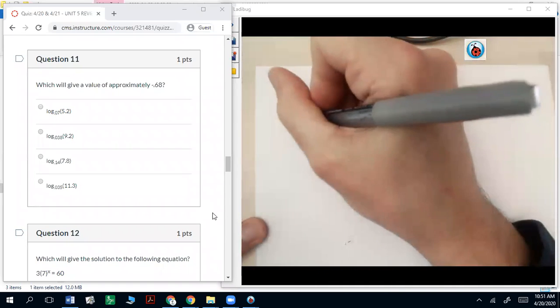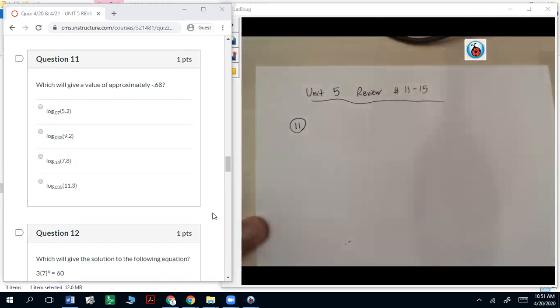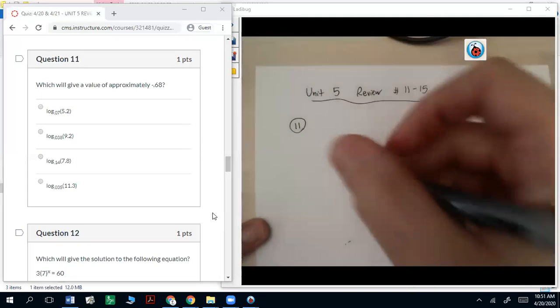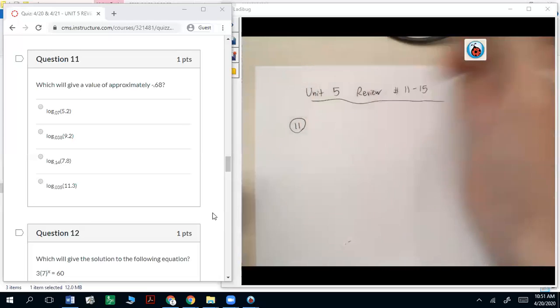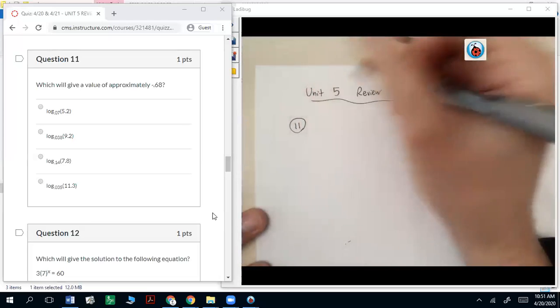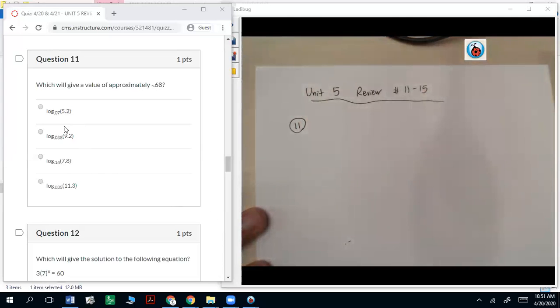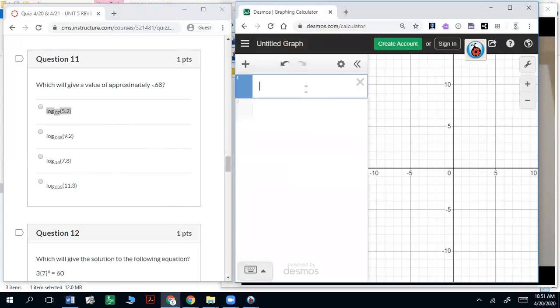Question number 11 says, which will give a value of approximately negative 0.68? Well, try the problems. You have answer choices, and you know how to put in logs into your Desmos. So I would just type in each one of these into Desmos. I don't know if copying and pasting in this situation will work, but I'm going to try. Yeah, it's not going to work here. So we're going to want to type that in.